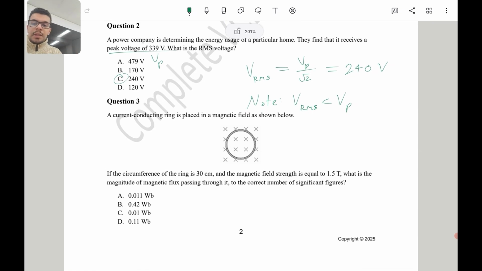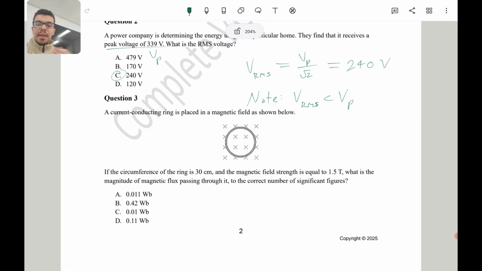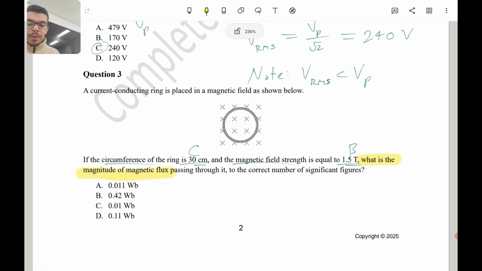Okay, question number 3. A current conducting ring is placed in a magnetic field, as shown below. If the circumference of the ring is 30 centimeters and the magnetic field strength is equal to 1.5 Tesla, so that's B, here's the circumference. What is the magnitude of the magnetic flux that's passing through it? Answer this to the correct number of sig figs. Okay, so first of all, we need to give our answer to 2 significant figures because the lowest number of sig figs in the data values given is 2 sig figs.